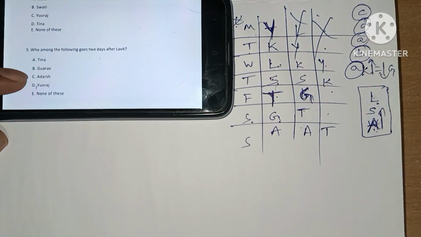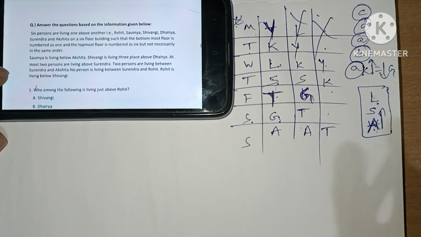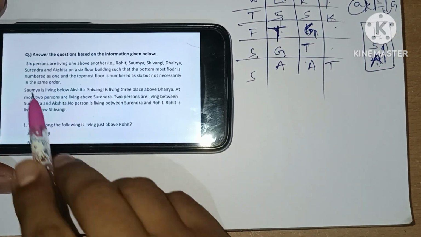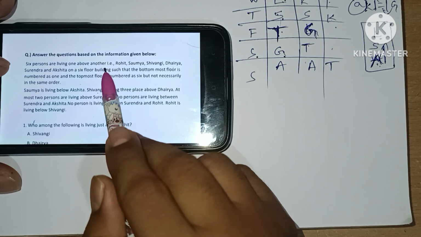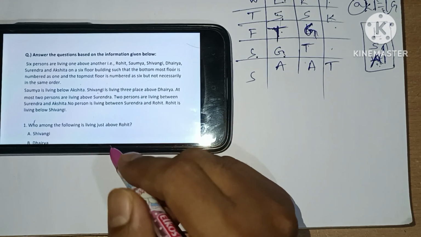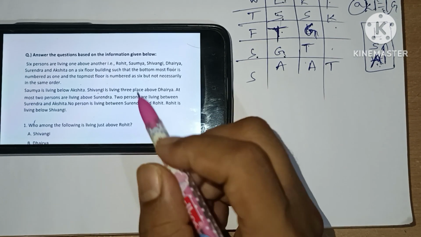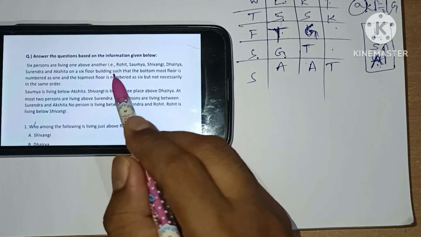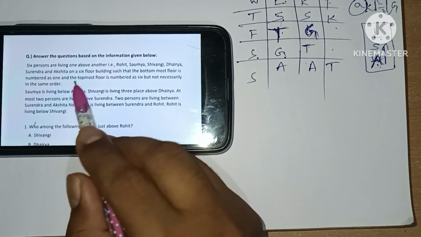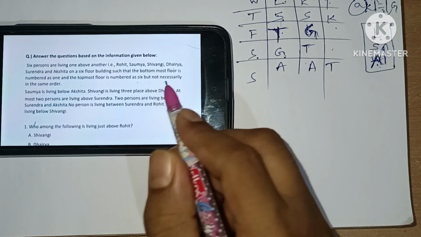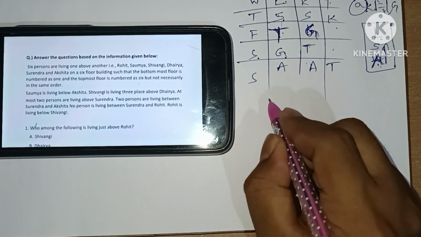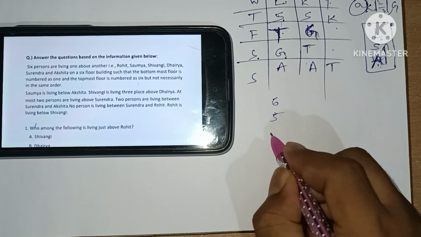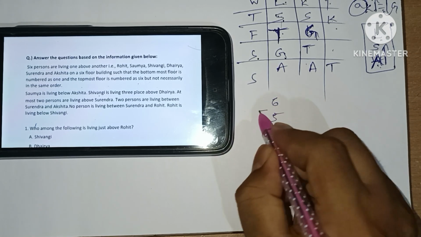Let's see one more puzzle. Here is a puzzle. 6 persons are living one above another. These are the persons on a 6 floor building such that the bottommost floor is numbered 1 and topmost floor is numbered as 6, but not necessarily in the same order. So this is a floor based puzzle. 6, 5, 4, 3, 2, 1. These are the floors.